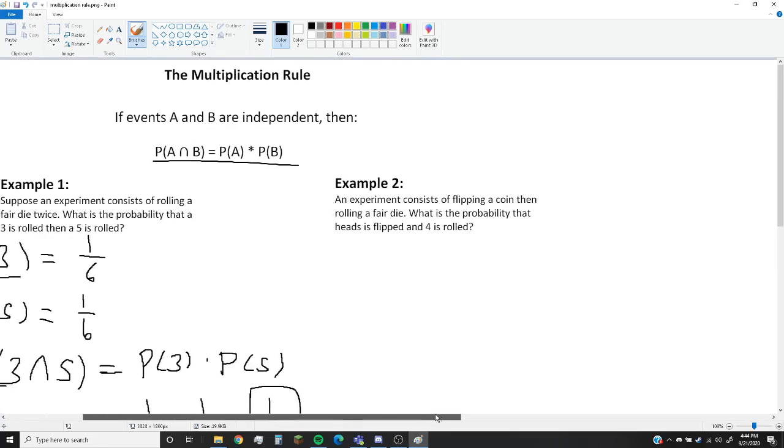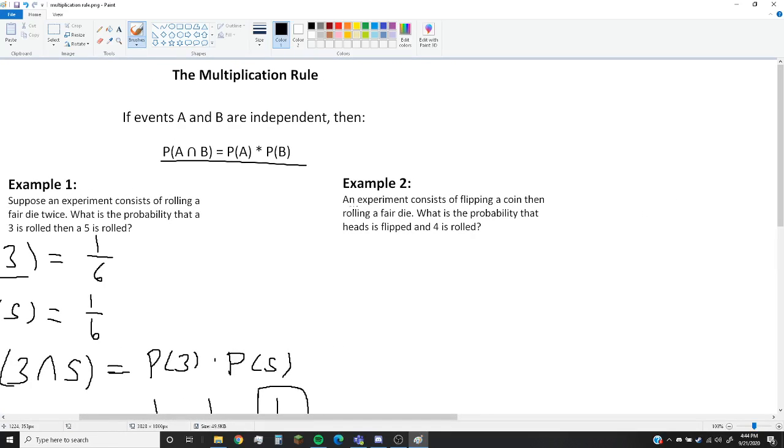So moving on to example 2, we have another experiment that consists of flipping a coin, then rolling a fair die. What is the probability that heads is flipped and 4 is rolled? Okay, so now we've got two different factors here. We've got a coin flip going on and a die. Both of those are independent from each other, so we can use the multiplication rule.